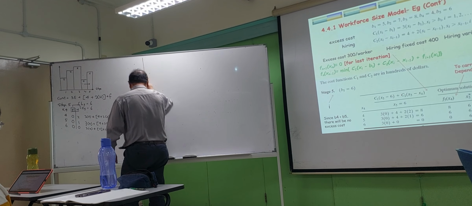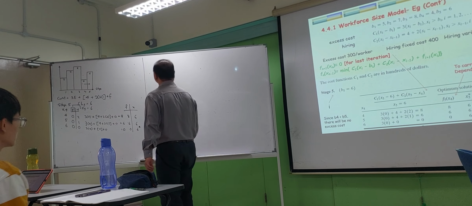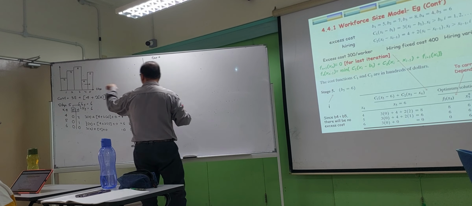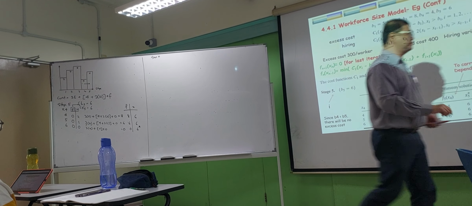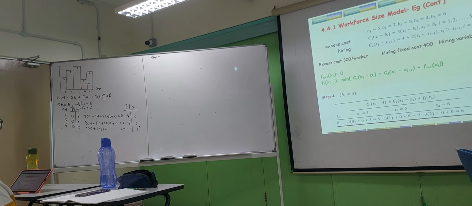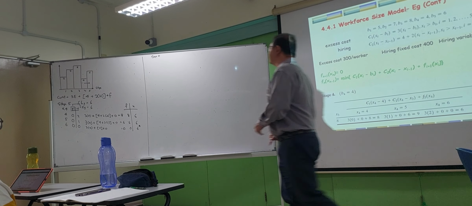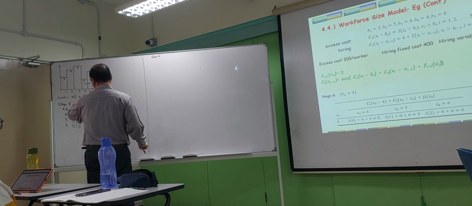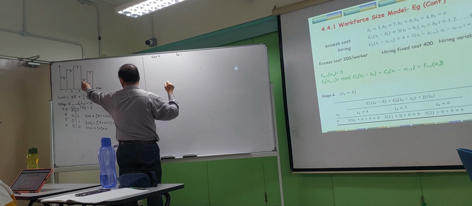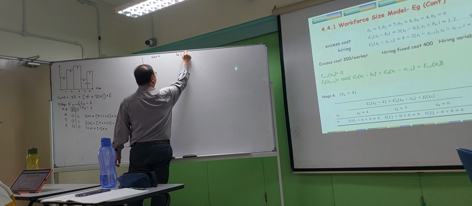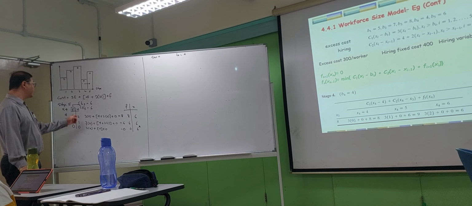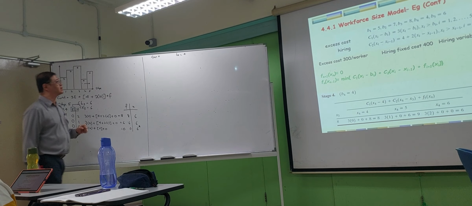Now we move on to step number 4. The step will repeat. First thing you write down, 4 equal to 4. Now next thing here, you write down x4.